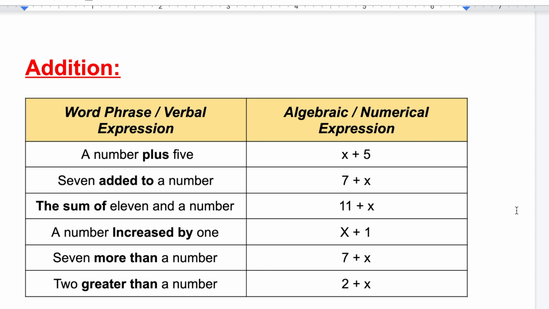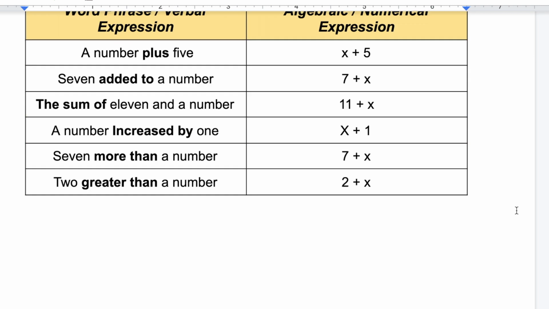So the number which is x increased by, so we have already added 1 to it. So x plus 1. 7 more than a number. So more than, that means you need to add, you need to jump up. Imagine that you are on the 5th floor and I say I'm living 7 floors more than you. So you have to add 7. 2 greater than a number. Greater than is exactly the same as more than, so you have to add.